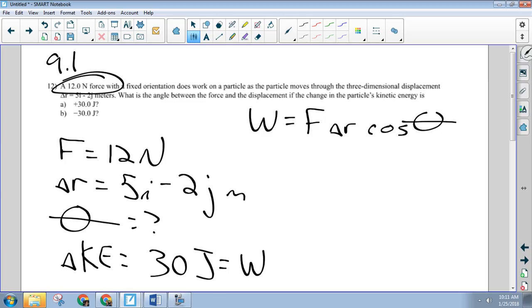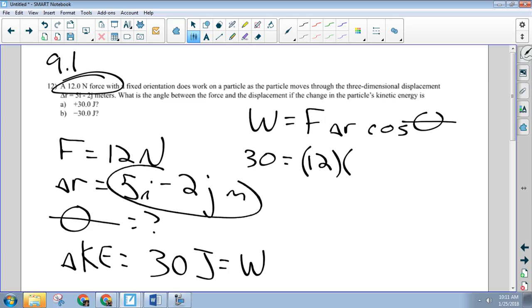So we know our work is 30. We know our force is 12. We know our displacement is whatever you get when you Pythagorean theorem that. So I will grab a calculator and figure out what that is. Root 29. Thank you. All right, so let's just leave it as root 29, because who cares? Times the cosine of theta. And solve.